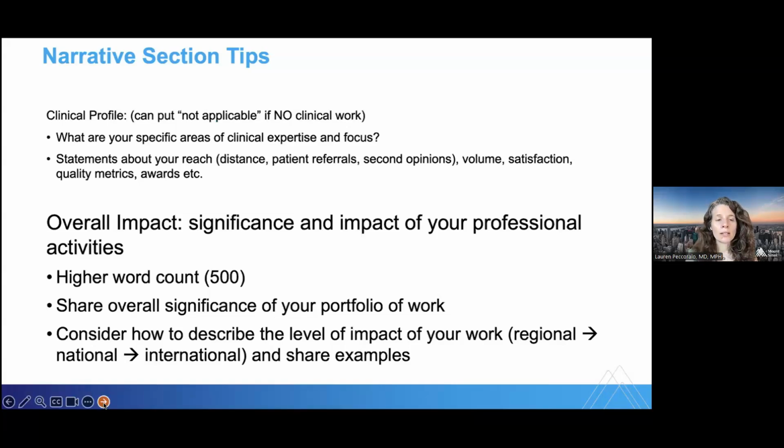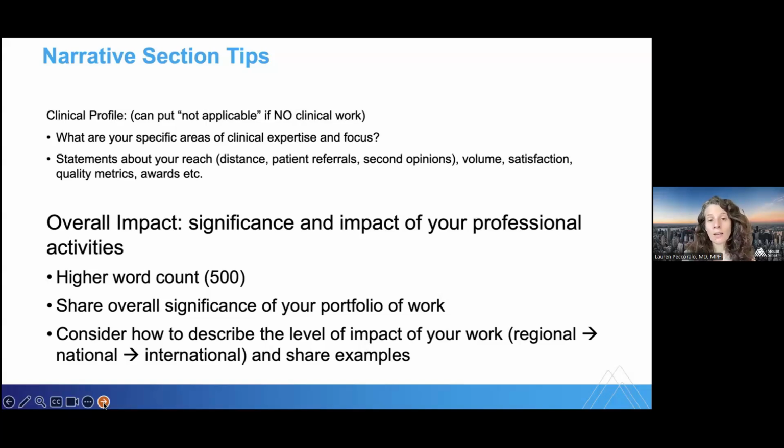Okay, so the clinical profile. If you have no clinical work, you're going to put not applicable. Again, you're going to want to highlight the specific areas of clinical expertise and focus. And even the most generalist of us have these, right? I'm a general internist, but I can find areas in which I have focused and have specific interest in my patient care. And you want to have statements about your reach, right?